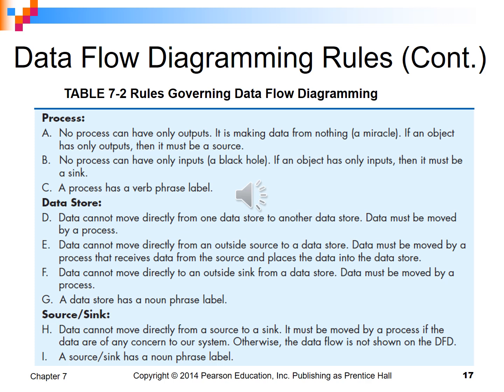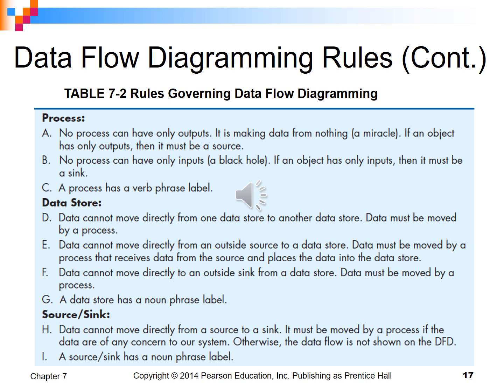Data cannot move directly to an outside sink. Again, if you want to have a report, you have to have a process in between. The process will take information from the database, so the arrow goes from the rectangle to the oval, and then from the oval to the square, which is the sink, which represents a report. A data store has a noun phrase label.